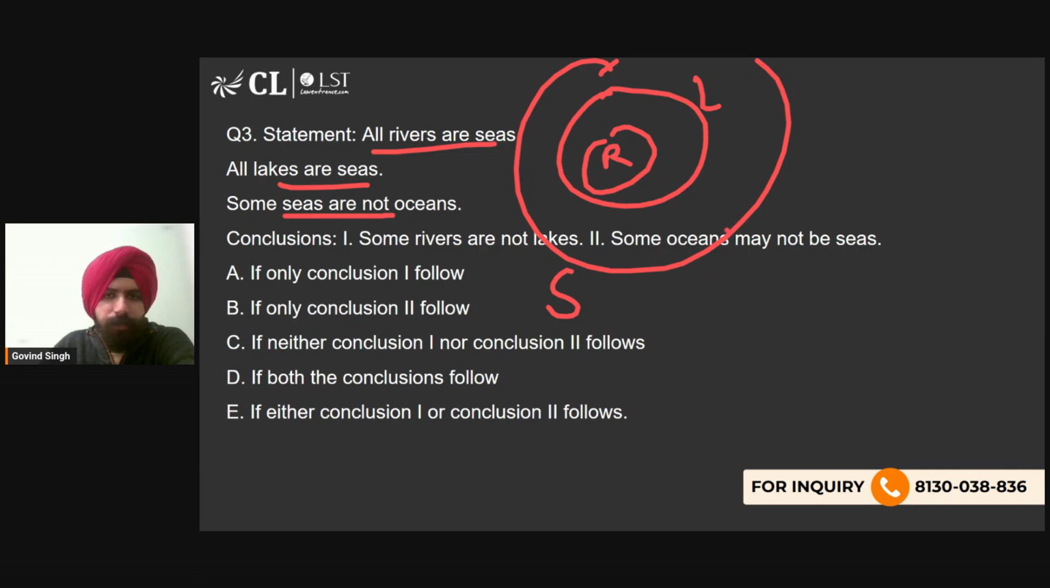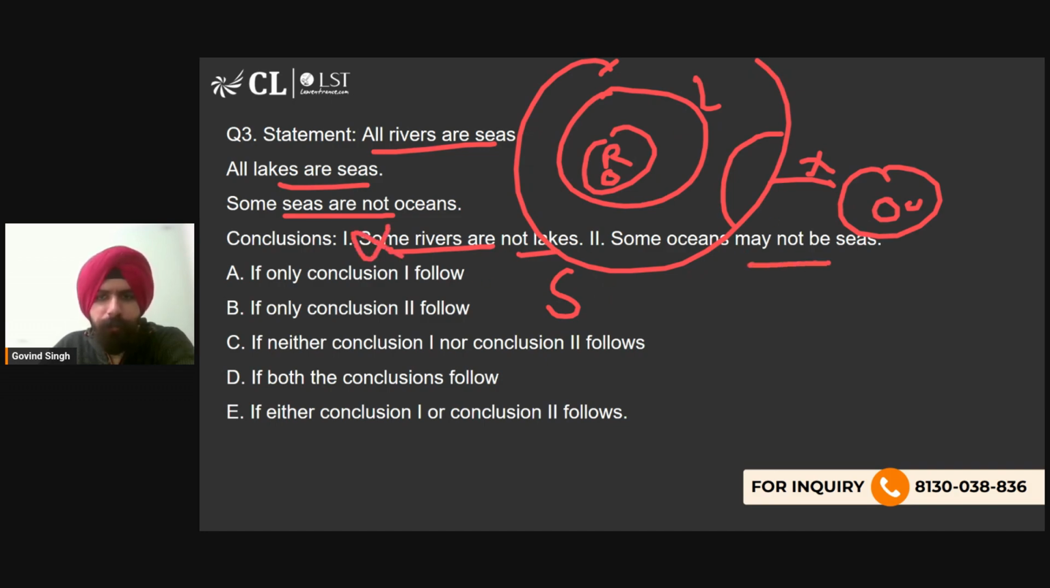Some seas are not oceans. So some seas, we mark some seas as this, and this is not oceans. Okay, cool. Some rivers are not lakes. Can we say this? That some rivers are not lakes? No, we can't say this. Even if we draw lakes inside the R, then all lakes would be rivers. And even if we draw it outside, then all rivers would be lakes. So some rivers are not lakes cannot be a possibility, which is directly visible. So we cannot conclude this.